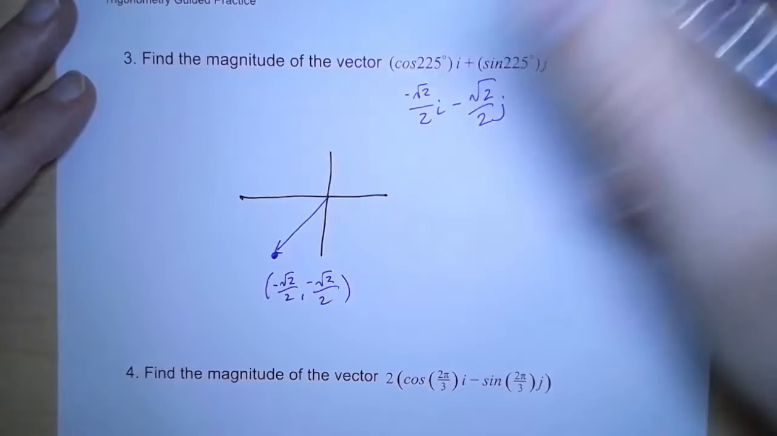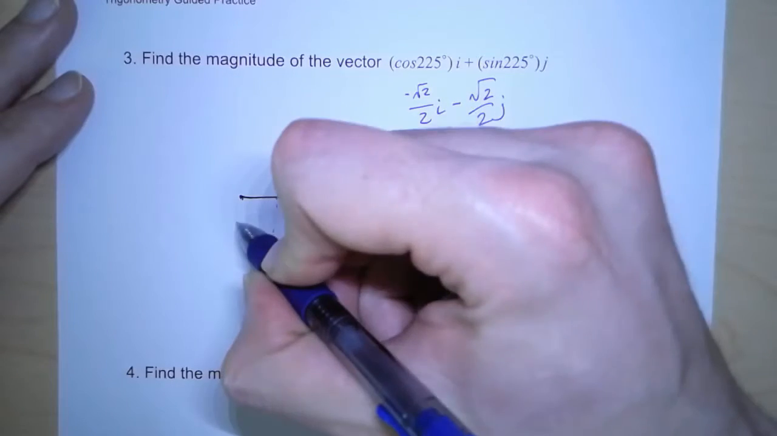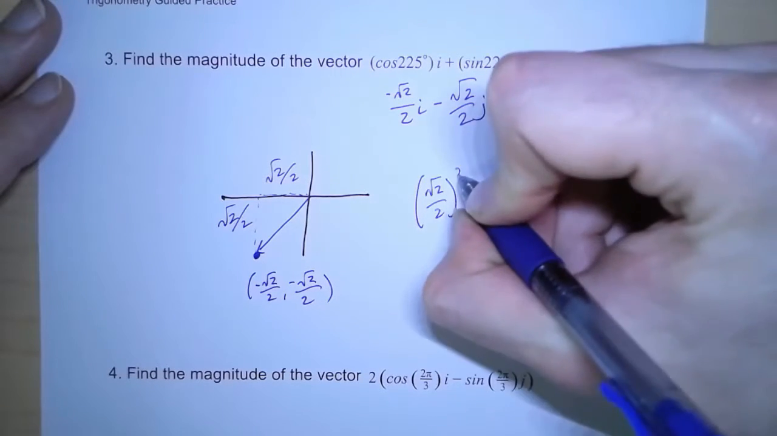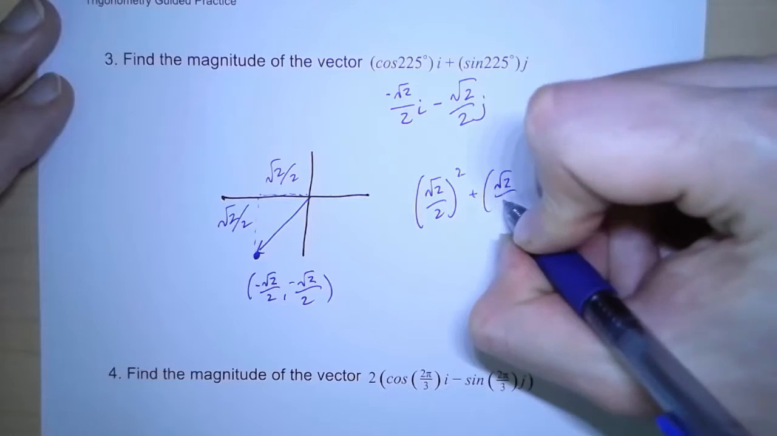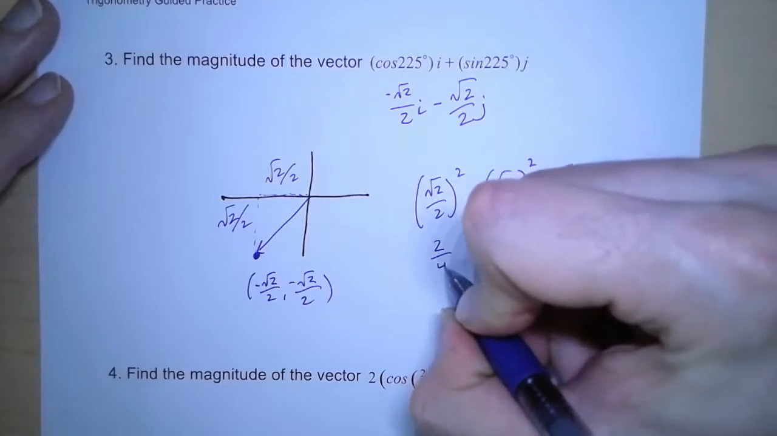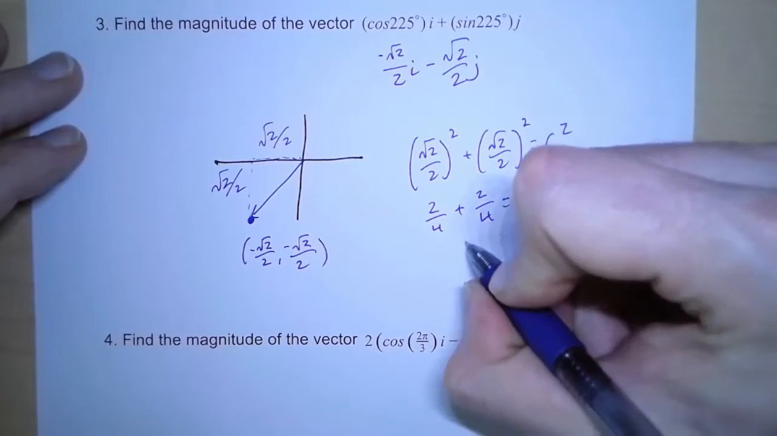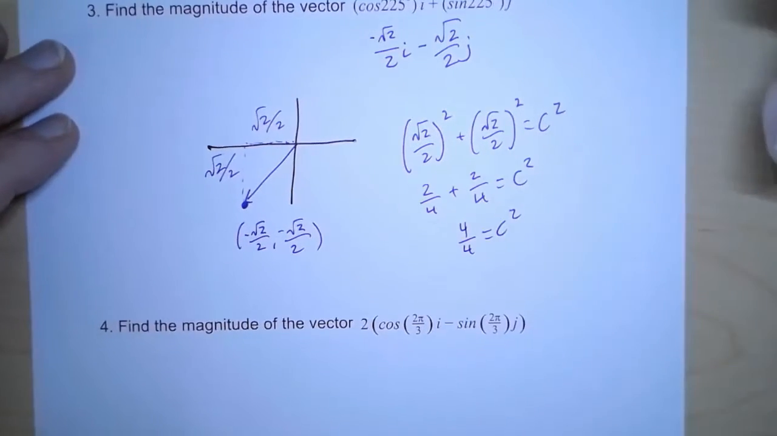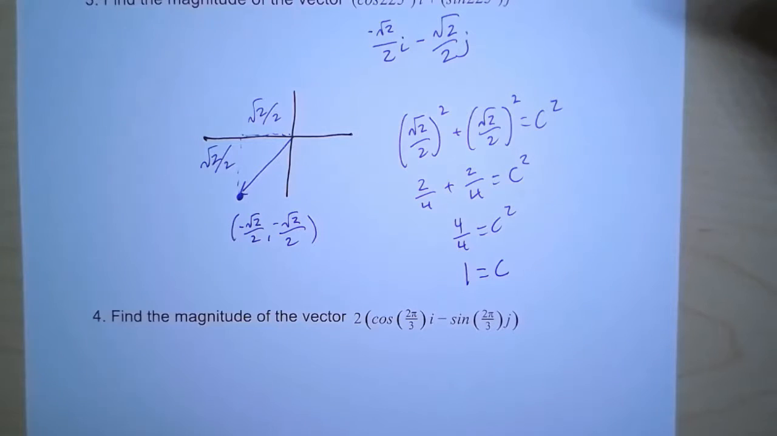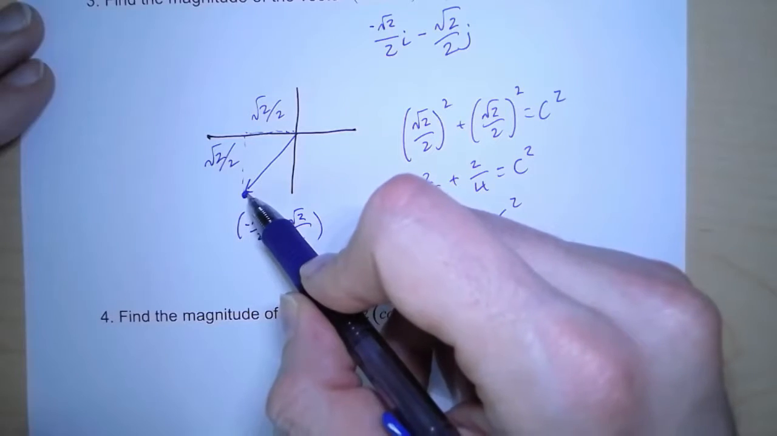So to find the magnitude, we think of these as sides of a right triangle. Square root of 2 over 2 and square root of 2 over 2. So applying the Pythagorean theorem, what's going to happen is when we square these, we're going to get 2 on top and 4 on the bottom. And so when we add these, we end up with 4 over 4 equals c squared, which is just 1, which means when we take the square root, we also get 1. And so that is the magnitude. This is exactly 1 unit away. The end point is 1 unit away from where we started.